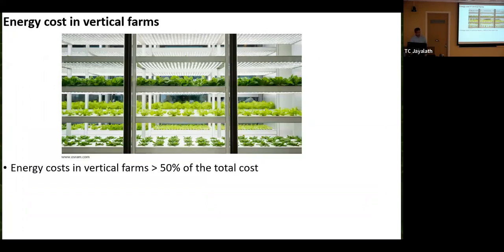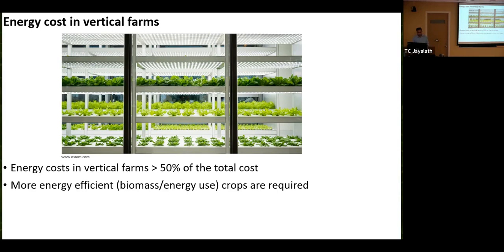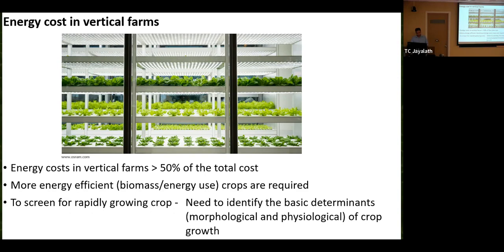Vertical farms have high energy cost. For indoor vertical farms, the energy cost can be more than 50% of the total cost. Therefore, more energy efficient crops are needed. Energy efficient means crops that can produce more biomass per unit amount of energy used. So we need to screen for rapid growing crops for vertical farms.